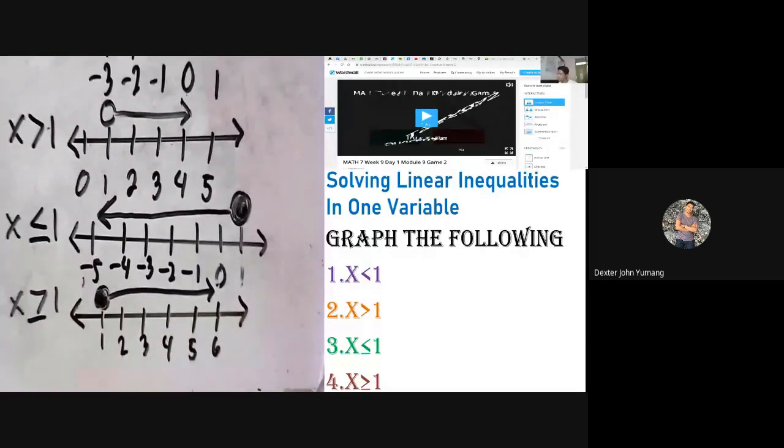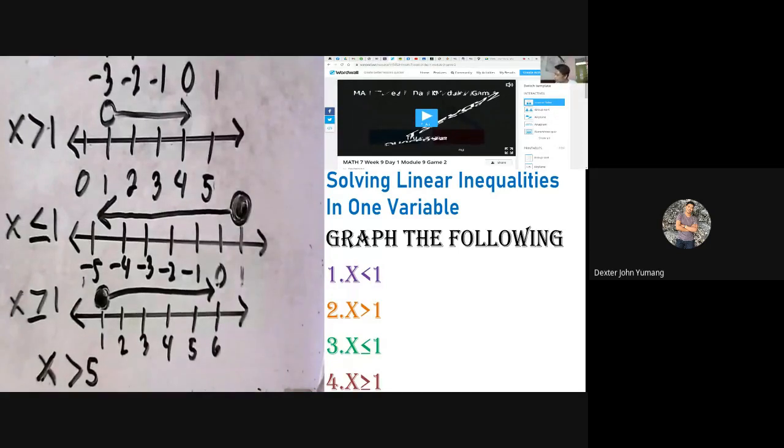Okay, for your turn, I would like you to do this one. We're recognizing the attendance. We have John Bert. For your turn, I would like you to do this one. X is greater than 5. Sige daw. X is greater than 5.